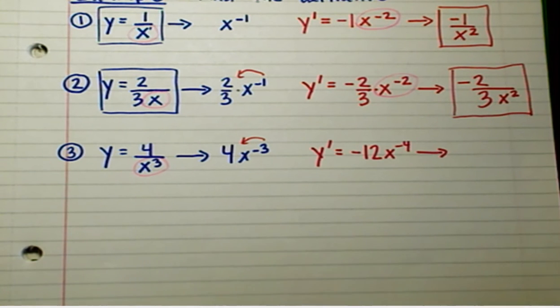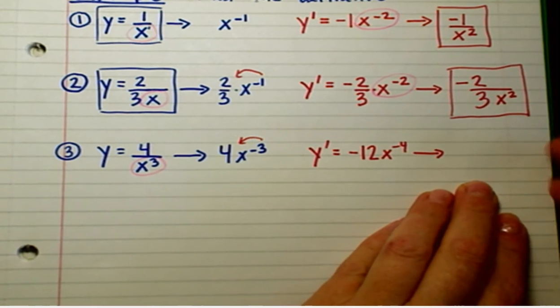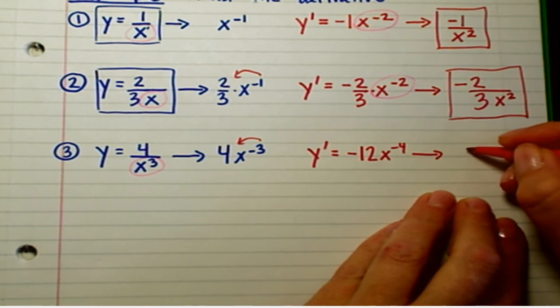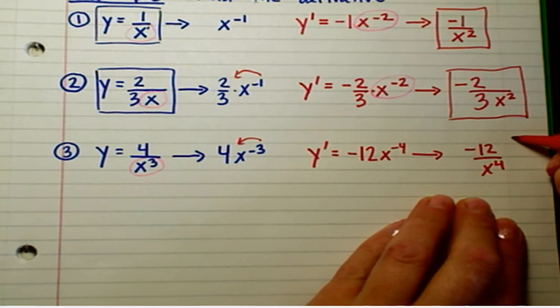Right, Olivia, how do you rewrite it into reciprocal format? Y equals negative 12 over x to the power. Yes, all right. Okay, there you go.